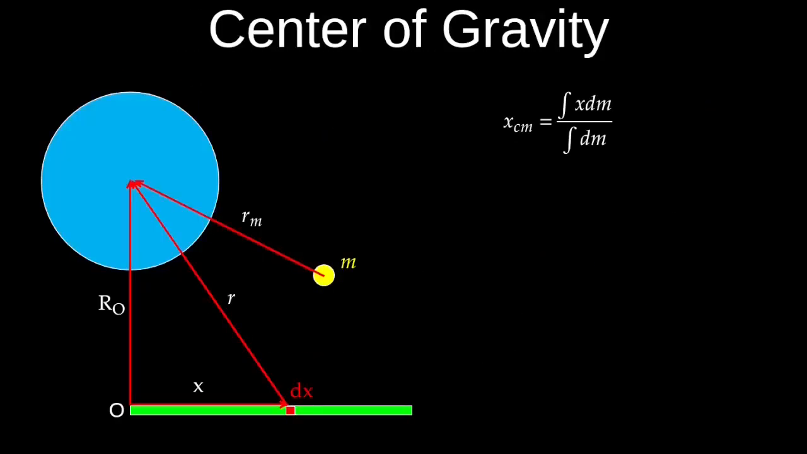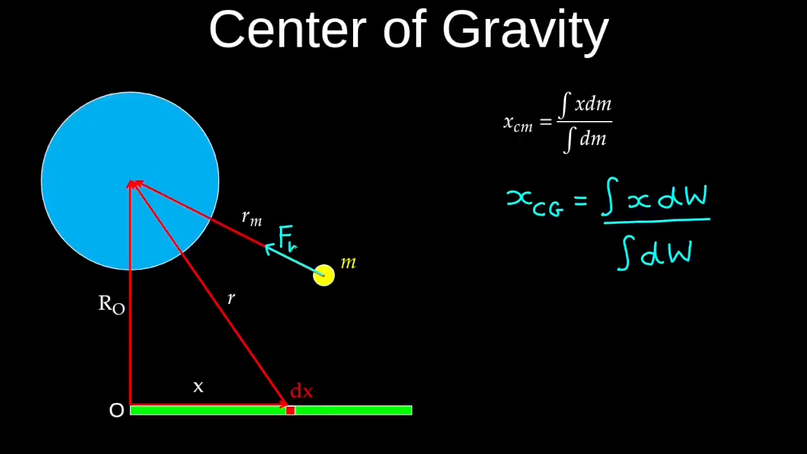The center of gravity is not the same as the center of mass, and equal to the following expression, where we integrate over the weight of a solid. Now a case where these two expressions are equivalent is where you have a mass that's sufficiently smaller than a planet, and therefore the gravitational force acting on it is constant.